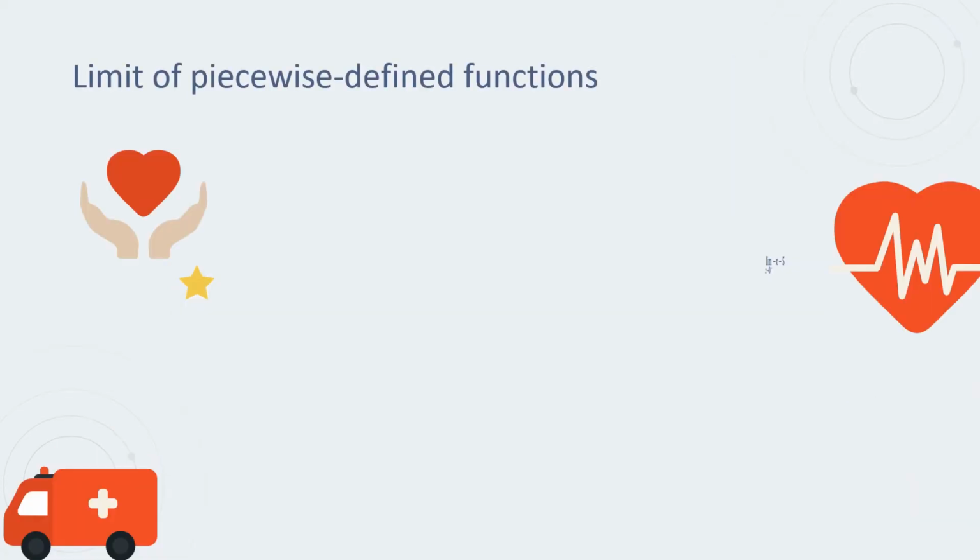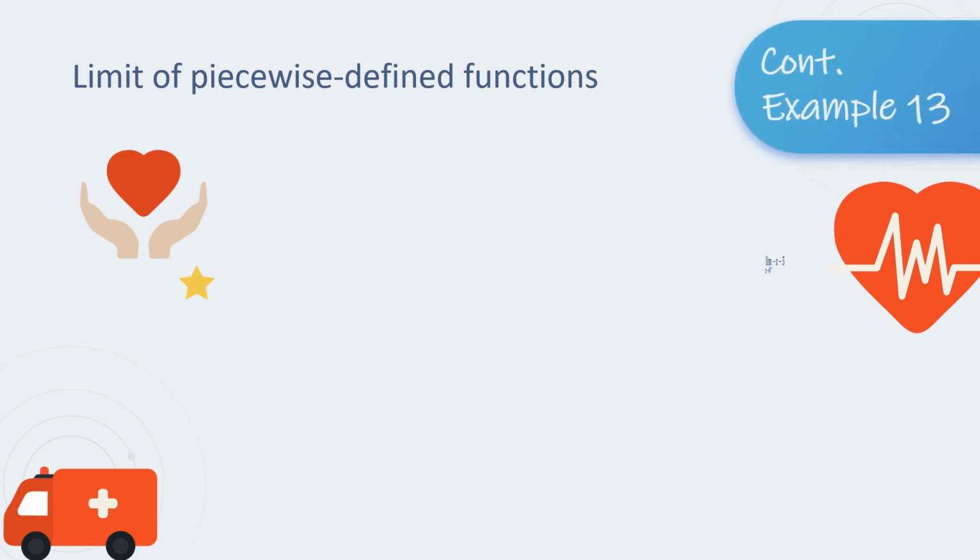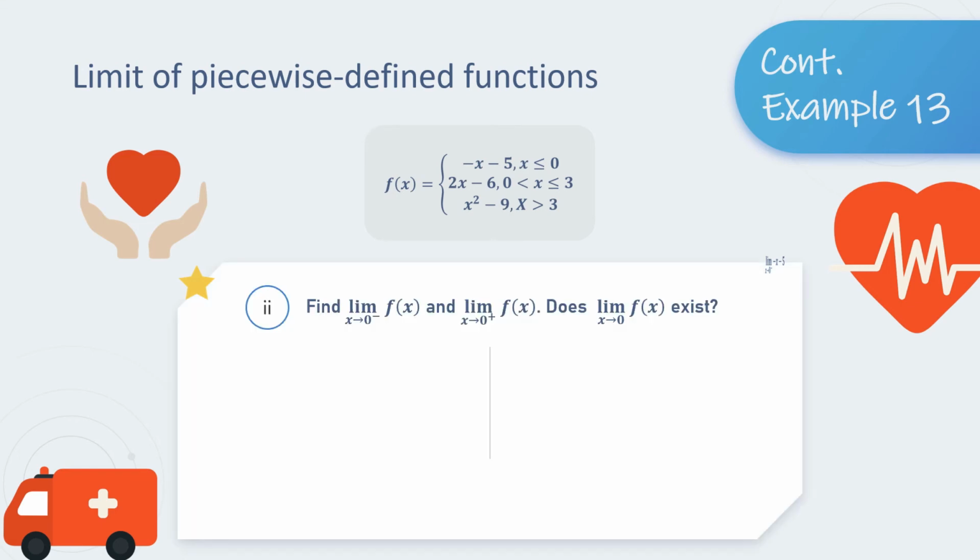Continue with piecewise defined functions. Given the following function, find the value of the left-hand and right-hand limits of f(x) when x approaches 0, and does the limit exist? Determine the two-sided limit by first considering the corresponding one-sided limits as in the previous example. From the three functions above, x squared minus 9 does not correspond because the value of x is greater than 3, while negative x minus 5 is considered as the left-hand limit and 2x minus 6 as the right-hand limit. Substitute 0 into both functions of x.